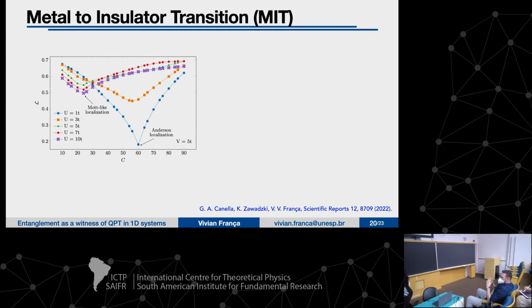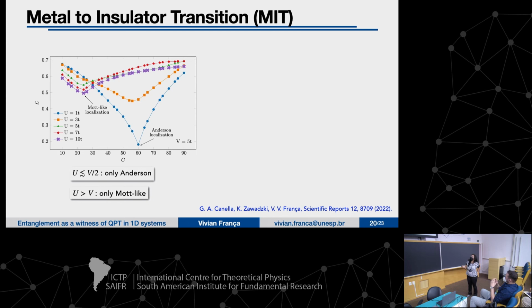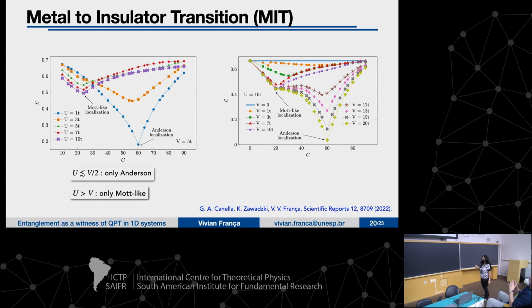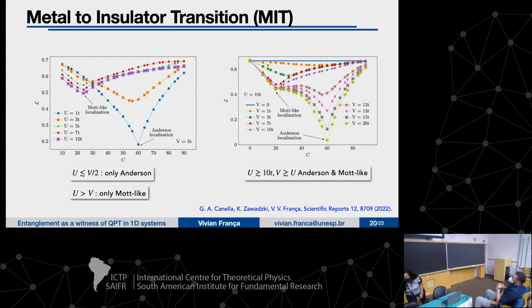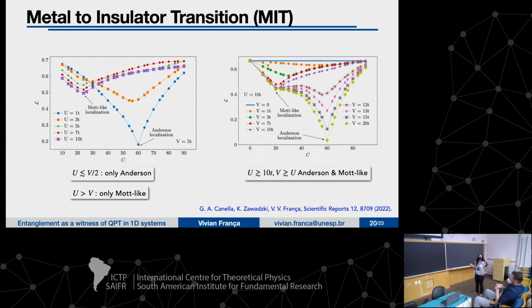So we see that if interaction U is smaller than V over 2, we only find the minimum related to the fully Anderson localization, which is this one. Now, if you go to U larger than V, the MOT-like appears, which is these curves here. And to have both phenomena in the same disordered system, the condition is that we have to have this situation. So it's a very strong repulsive interaction with V even larger than U, then you find the two things here, okay? So I think I'm running out of time.